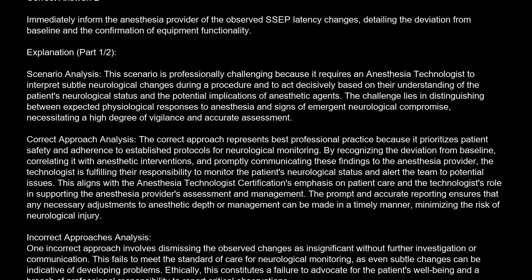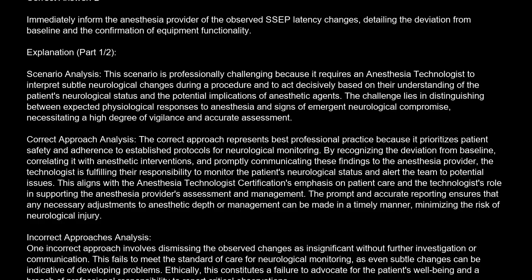Correct approach analysis. The correct approach represents best professional practice because it prioritizes patient safety and adherence to established protocols for neurological monitoring. By recognizing the deviation from baseline, correlating it with anesthetic interventions, and promptly communicating these findings to the anesthesia provider, the technologist is fulfilling their responsibility to monitor the patient's neurological status and alert the team to potential issues.